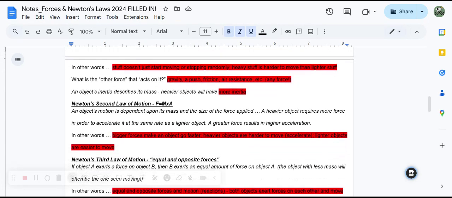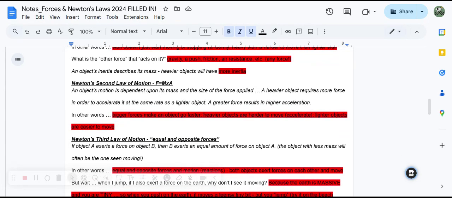Newton's second law, I always think, is the same as the first law, but it's just in math. So it says an object's motion is dependent on its mass and the size of the force applied. A heavier object requires more force in order to accelerate it at the same rate as a lighter object. A greater force results in higher acceleration. So all we're saying here is that big forces make an object go faster, and heavier objects are harder to move or accelerate, while lighter objects are easier to move or accelerate.